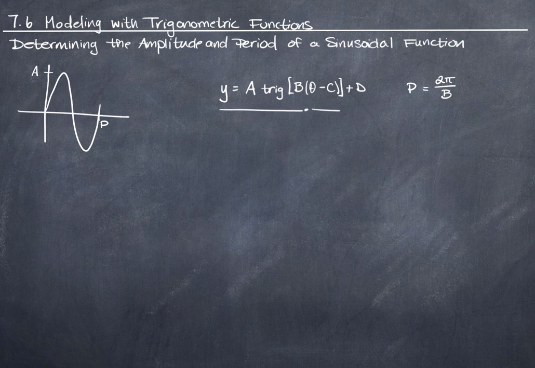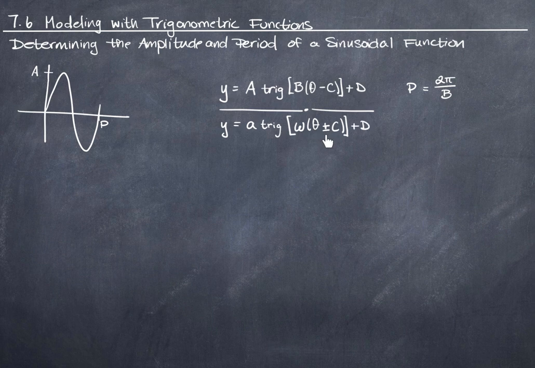Your textbook makes the point of saying that sometimes instead of capital A, lowercase a is used. When I write trig here, I mean you could use sine or cosine. Technically, you could also use tangent, cosecant, secant, and so on. It also makes the point that in applications, often b is referred to as omega. And then we have theta or x or t plus or minus c, plus d.